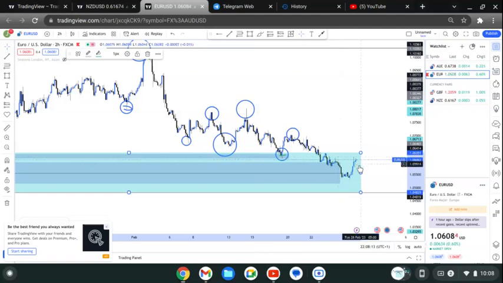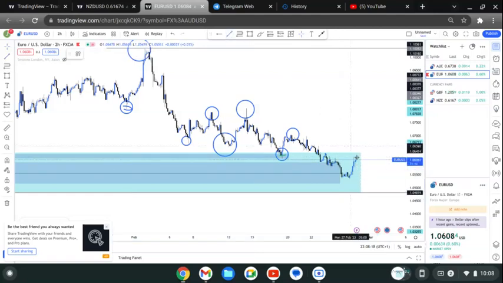I'm waiting for a bit of a retracement. This is what I'm waiting for on Euro USD, sorry, I keep making mistakes. But anyways, I'm waiting for it to pull back and break structure again. That is when I will be interested in taking trades on Euro USD. Why? Because this can easily come back down.